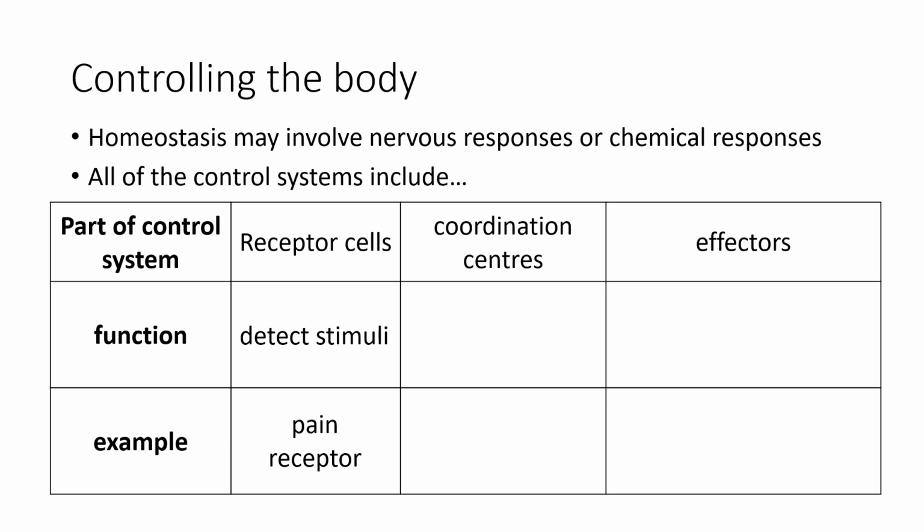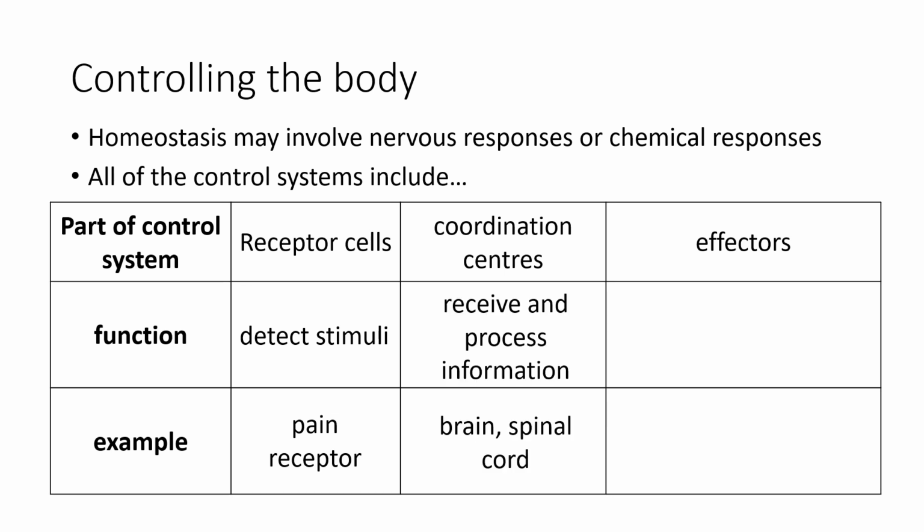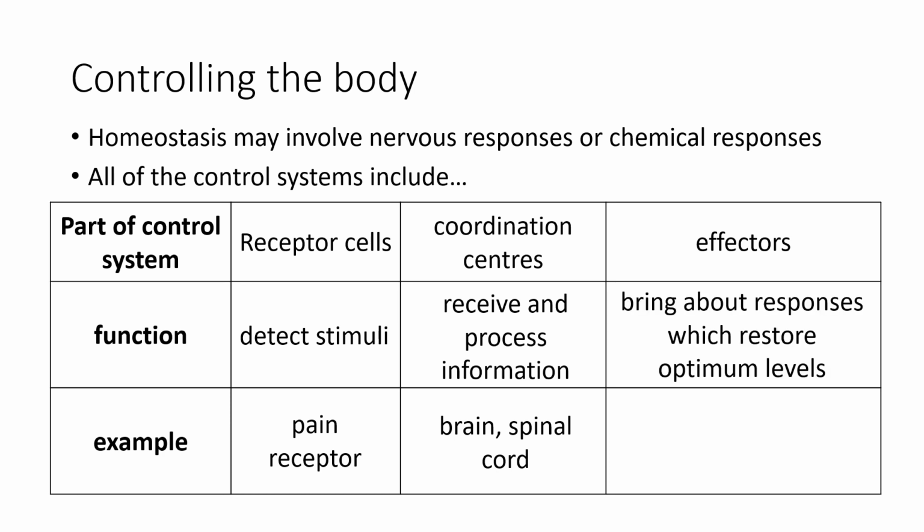We then have a coordination center, which essentially does the processing. Examples of that are the brain and spinal cord, and really those are the only two coordination centers you're going to need for GCSE. In terms of effectors, effectors is a fancy way of saying muscles or glands. Those are the only two types of effectors you're going to need. And in terms of response, a muscle will give you a response of movement, and glands give you a response in the form of a hormone being released.